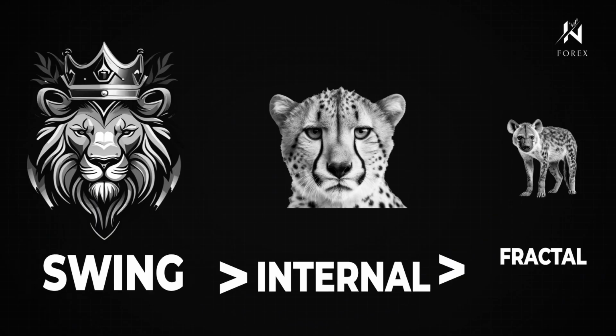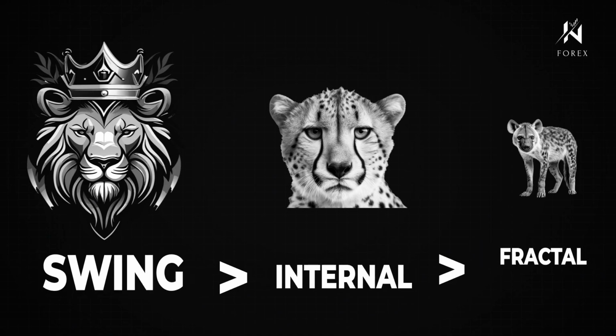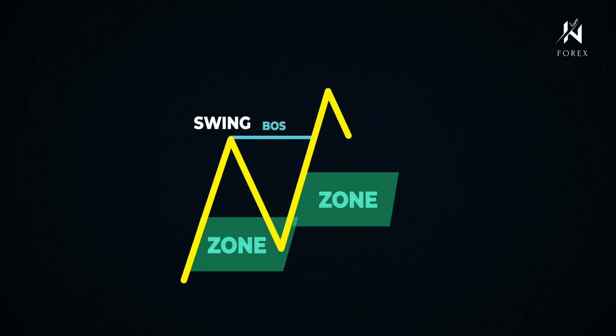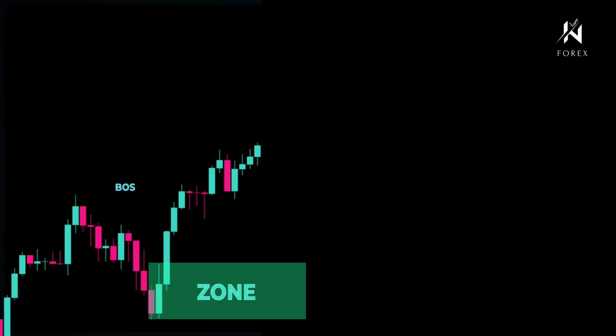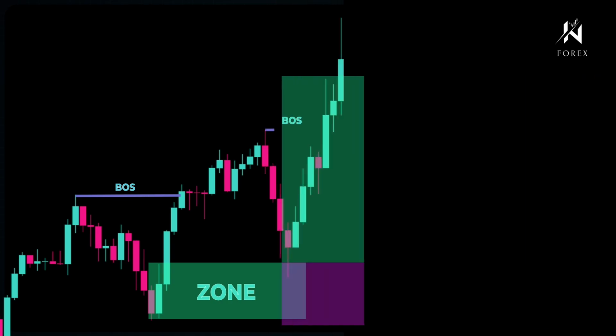Swing structure is stronger than internal, which is stronger than fractal. So zones that cause a break of swing structure are going to be the most likely ones to cause the next break of swing structure. Here you can see this demand zone broke the daily swing high, so when price returns to the zone, there is enough demand within there to break the next swing high.